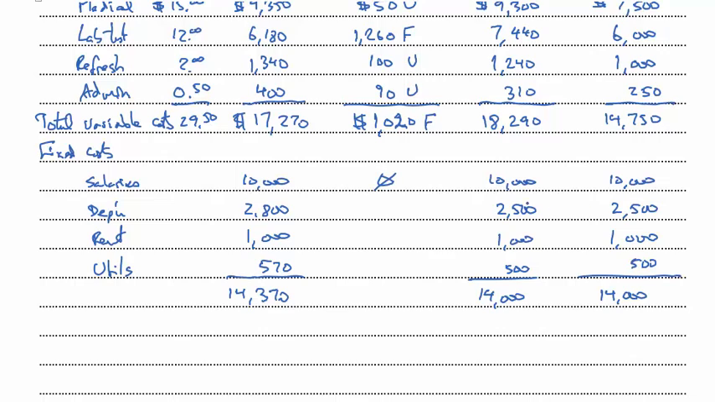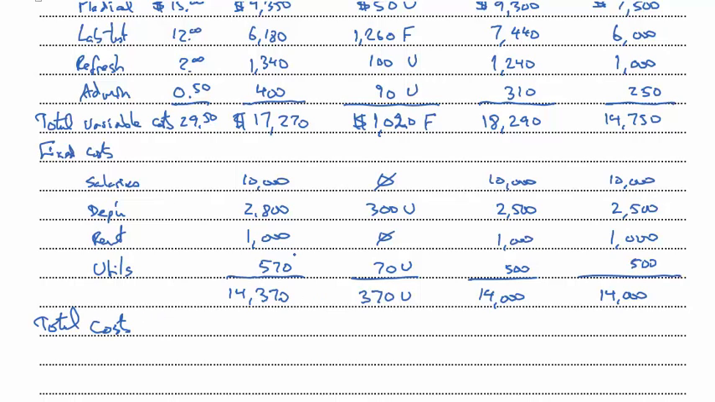And so variance, nothing in terms of salaries, 300 unfavorable on the depreciation, nothing on the rent, and on the utilities, $70 unfavorable, added up, 370 unfavorable.